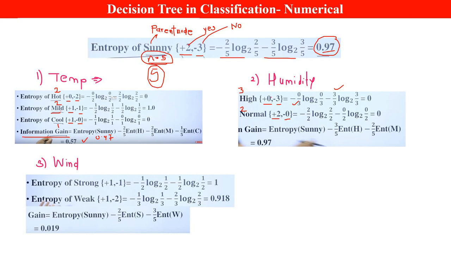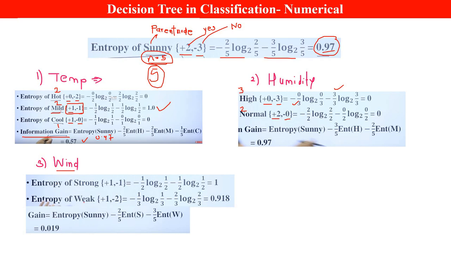So wherever one data set is 0, the entropy becomes 0. And when both the data sets are equal, then the entropy is 1. Okay, that you have to remember. When one data set is 0, then entropy is 0. When both the data sets are the same, the entropy is 1.